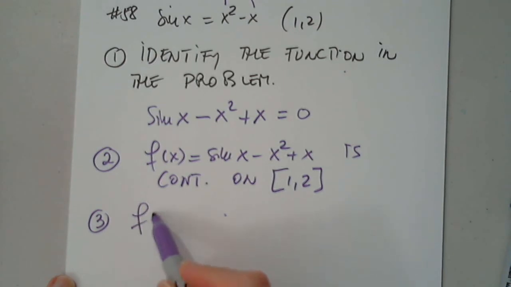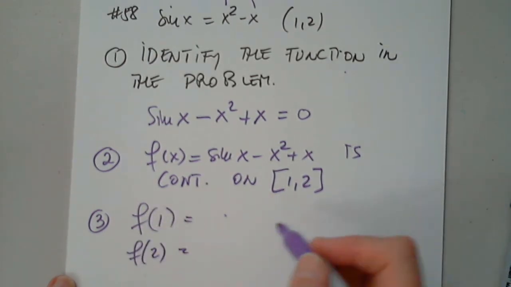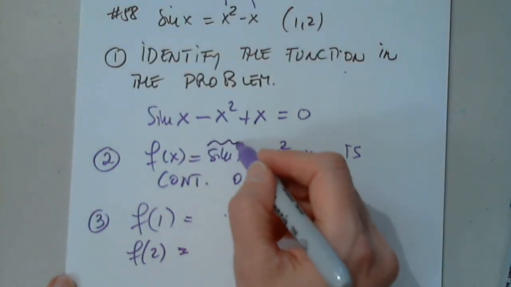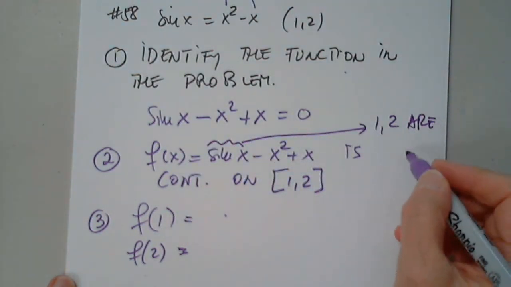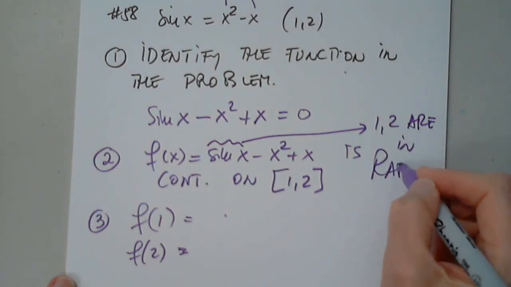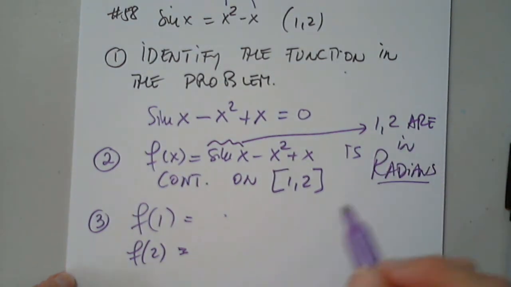F of A and F of B, so F of 1 and F of 2. Good. Remember, because we are talking about sine, 1 and 2 are in radians. Careful on that.